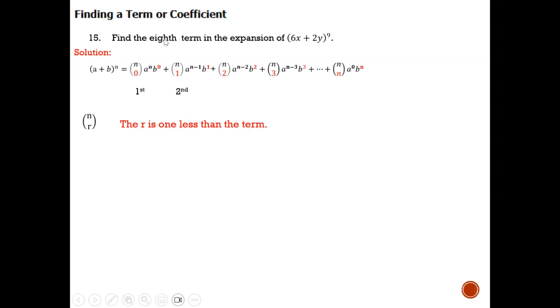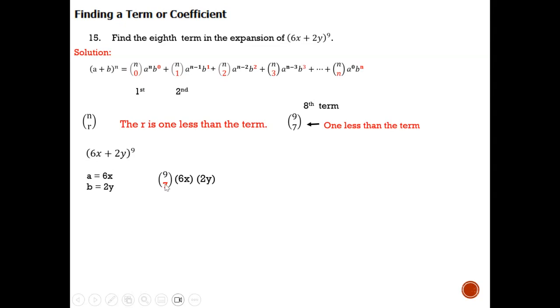So we're looking for the 8th term. It's going to be 9 combination 7, because the top will always be 9, because that's the power that we're going to. And the B term, which is the r term, will always be 1 less. Now, it's going to give us 9 combination 7. Right, so my A is 6x and my B is 2y. So now, this is my term.